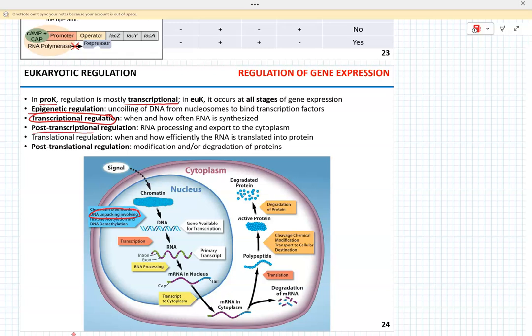Post-transcriptional regulation includes RNA processing and RNA export into the cytoplasm. Translational regulation involves the efficiency of protein synthesis by the ribosomes. And post-translational regulation includes chemical modifications to the proteins and, in some cases, their degradation.